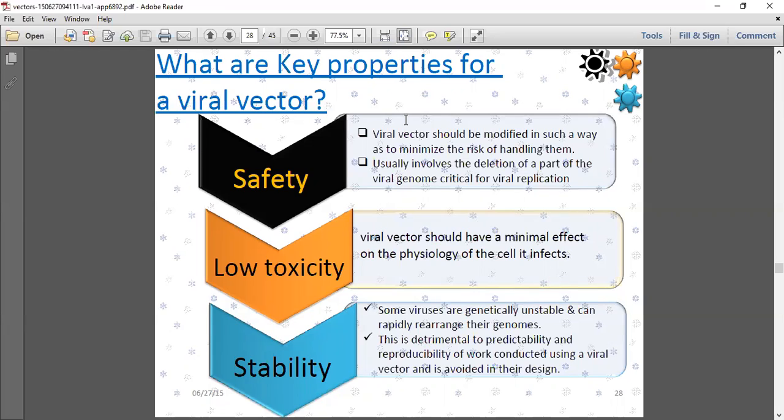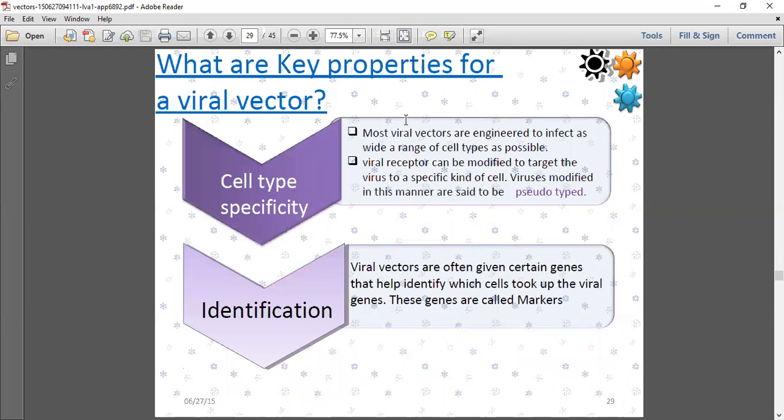Next, stability. Some viruses are generally unstable and can rapidly rearrange their genomes, same as COVID-19. This affects the predictability and reproducibility of work conducted using a viral vector and is avoided in their design. Next, cell type specificity. Most viral vectors are engineered to infect as wide a range of cell types as possible. Viral receptors can be modified to target the virus to a specific kind of cell. Viruses modified in this manner are said to be pseudotyped. This will be more beneficial for the individual.